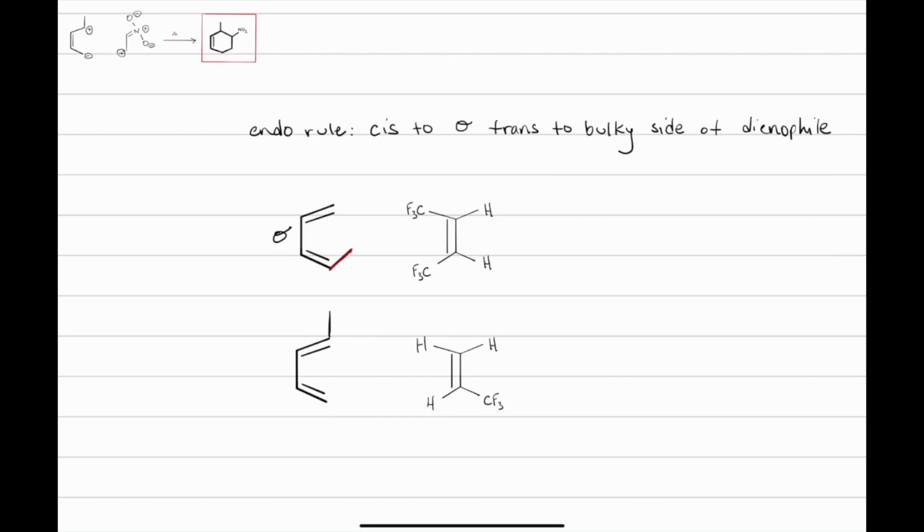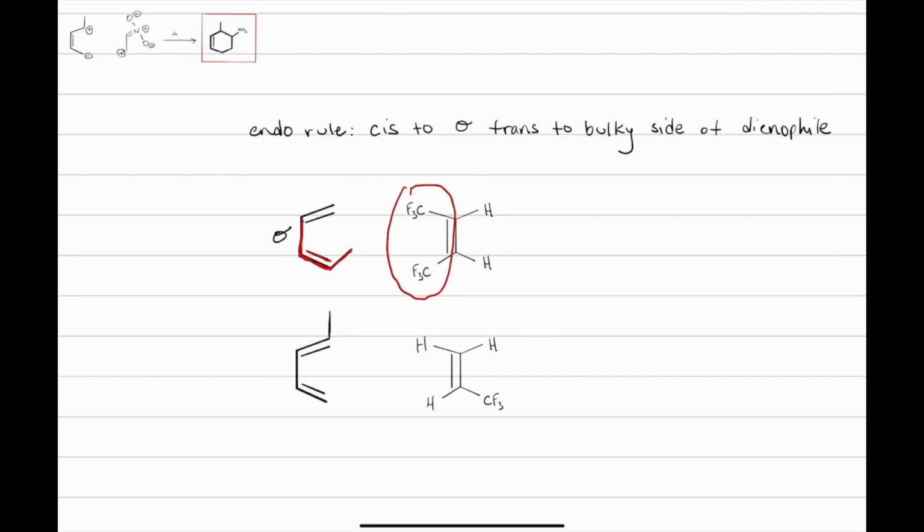Groups on our diene, like this methyl group, that are cis to our sigma bond, aka form a cis alkene with their sigma bond, these groups are also called inside groups. They will be trans to the bulky side of our dienophile. Here is that bulkier side of our dienophile. So that methyl will be on one face of our six-membered ring final product, while those trifluoromethyls will have the trans stereochemistry.